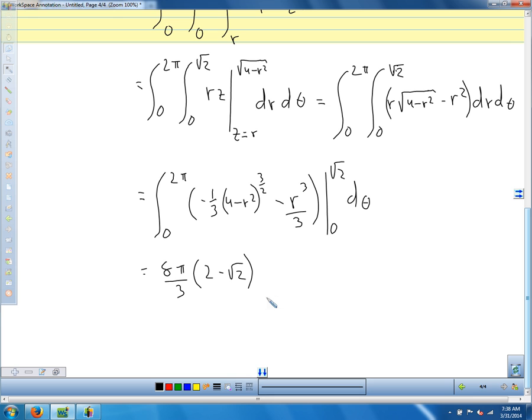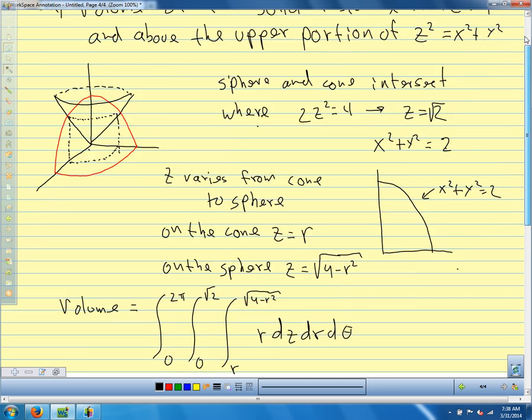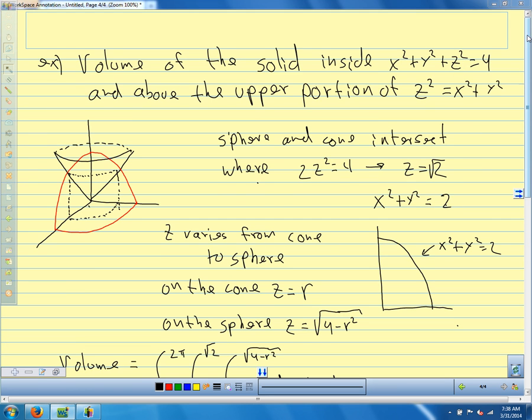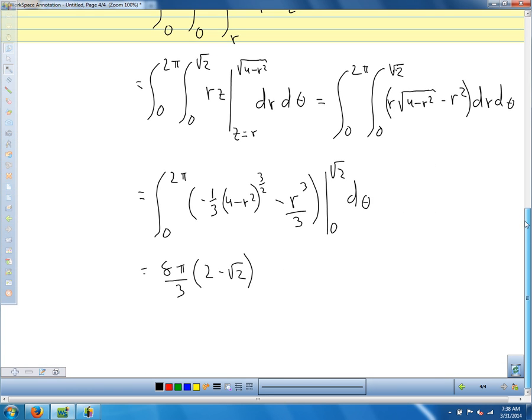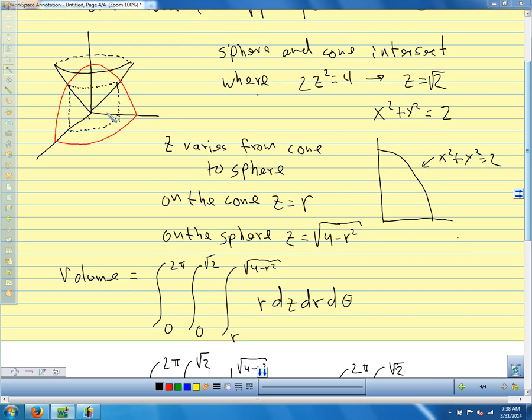So nice easy integral to evaluate there. So that would be the volume of our ice cream inside of our cone, for that particular cone and that particular sphere. Questions there? We'll look at the same setup tomorrow in spherical coordinates.